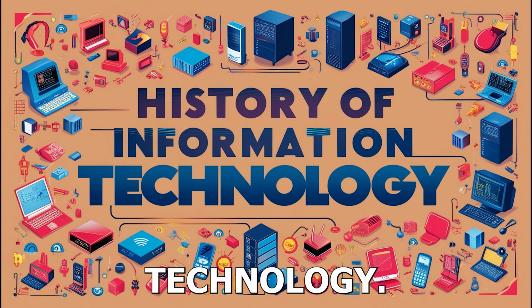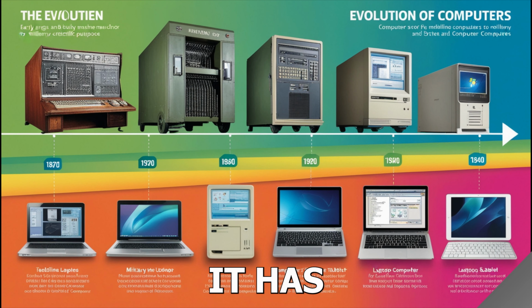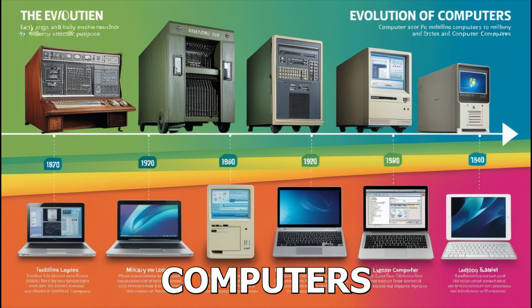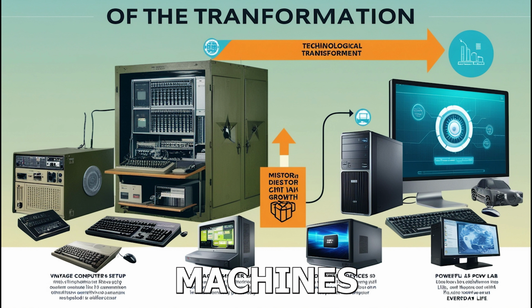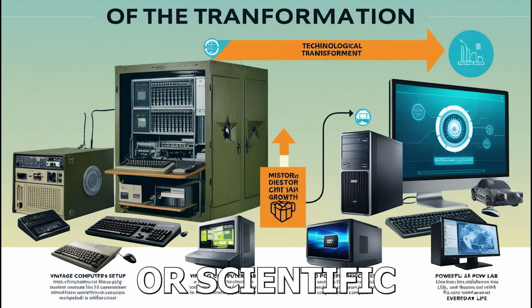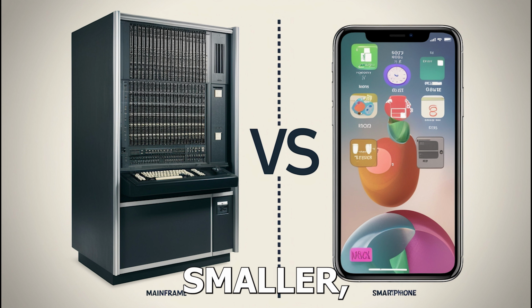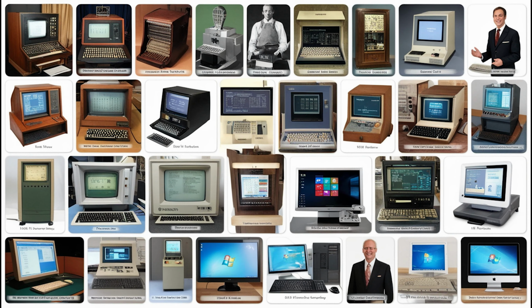History of information technology. IT has evolved rapidly over the past few decades. In the early days, computers were large and expensive machines used primarily for military or scientific purposes. As technology advanced, computers became smaller, more affordable, and more powerful.